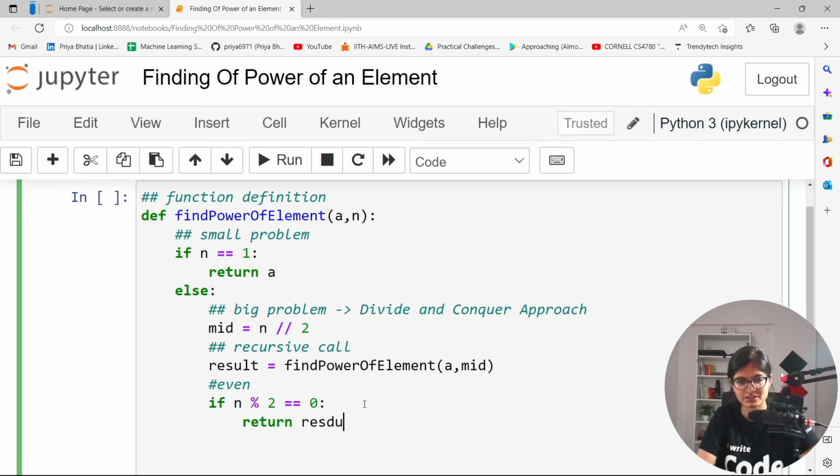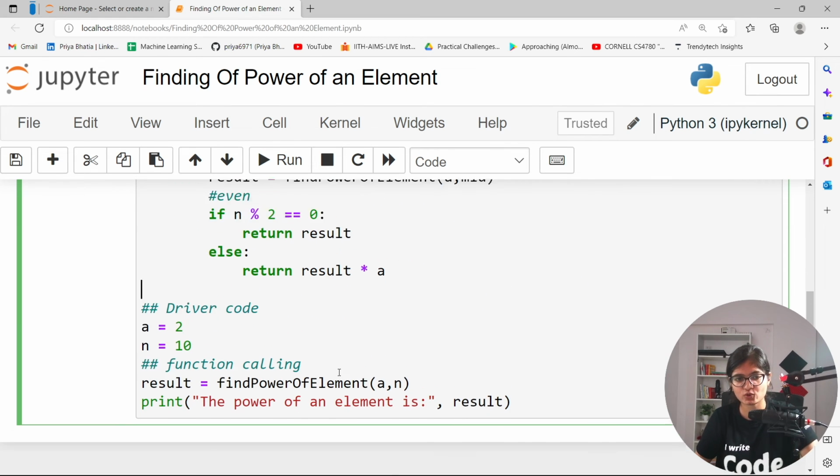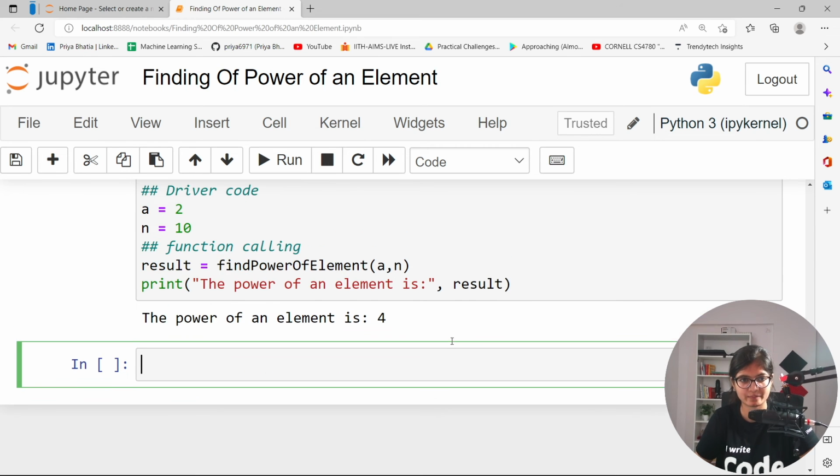This part also I have discussed on the blackboard pretty well. Otherwise, instead of returning simply the result, I will multiply it one more time with the value of a. I think this is quite fine. Let's try to run this code. If we find some error, we'll try to resolve it at that moment itself.